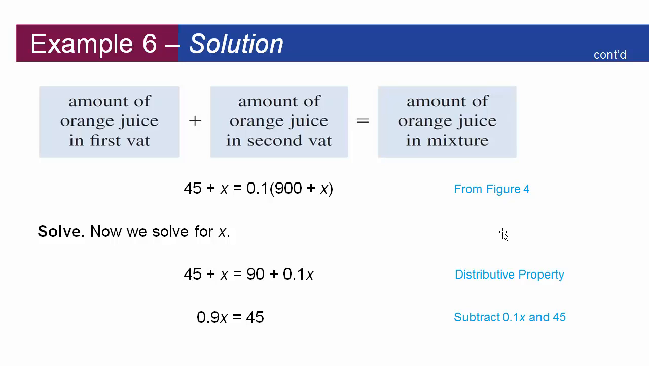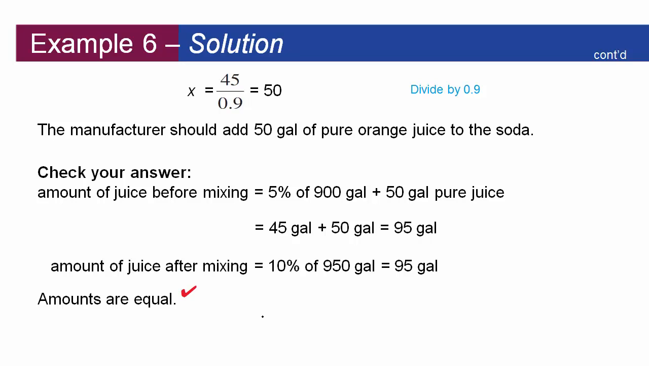So now we know that the amount of pure orange juice, which was 45 gallons that we started with, plus the X gallons that we added, has to be the same thing as the 90 gallons that we'll have at the end, plus 10% of X. Now all we've got to do is solve for X, right? So move this X over here to get 0.9X. Move that 45 over there. Divide both sides by 0.9, and you get 50. So they have to add 50 gallons of pure orange juice to bring it up to 10%. And we can double check that and see that our amounts are equal.